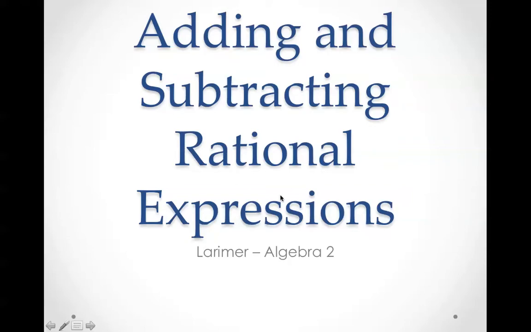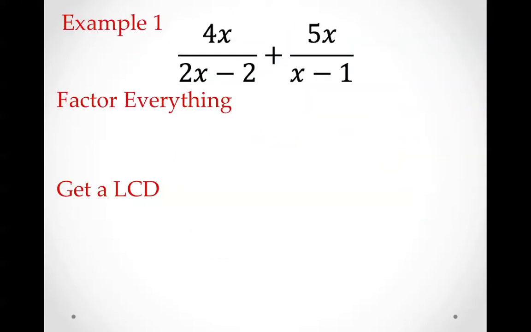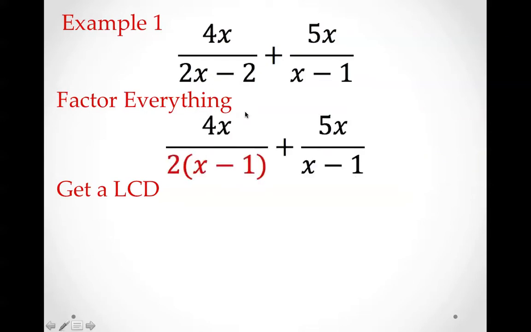Alright, time to talk about adding and subtracting rational expressions. Take this example, we would want to first factor everything, which would give us a 2 times an x minus 1 on the bottom because this only has a GCF of 2. The right side does not factor at all.